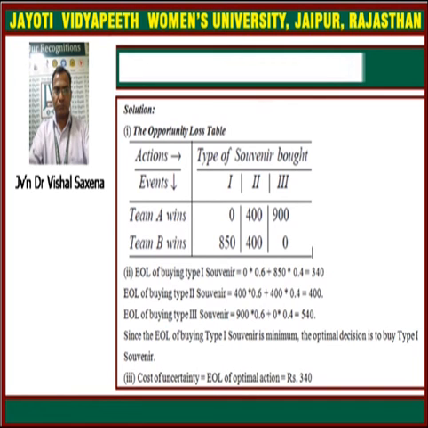In the third part, where the cost of uncertainty is required, the cost of uncertainty is given by the EOL of the optimal action, the expected opportunity loss, which is 340. So 340 is the cost of uncertainty.